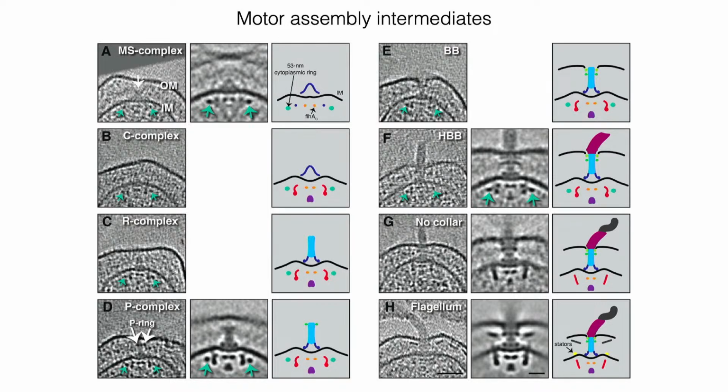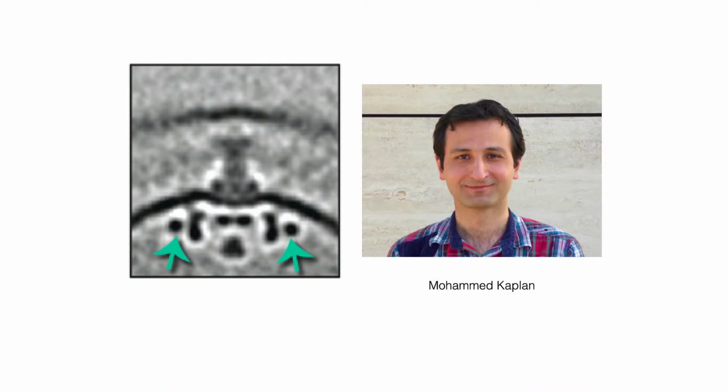There's a ring on the outside. Here's Mohammed's picture, and here's a subtomogram average of one of these assembly intermediates. It's this ring outside the C ring that no one's ever known exists before. And he discovered it by imaging assembly intermediates. So now we need to identify it and understand what role it plays in the assembly of this awesome machine.